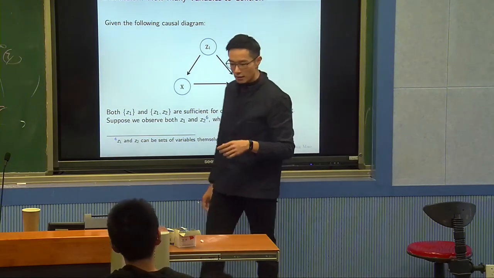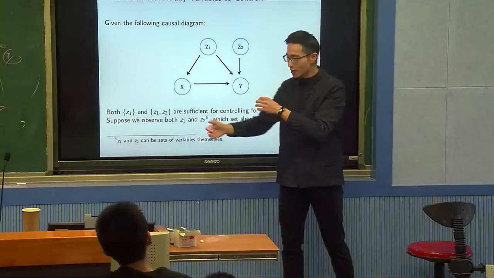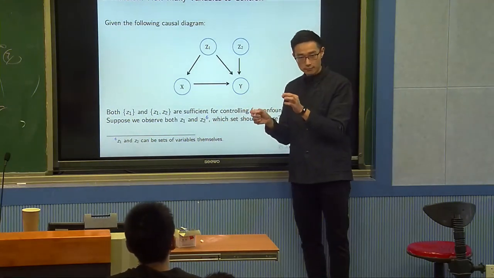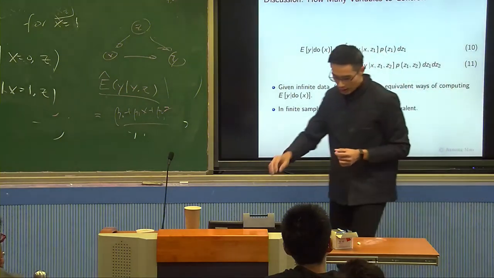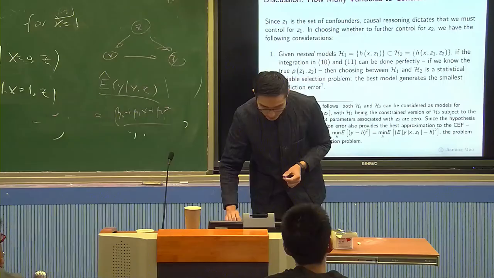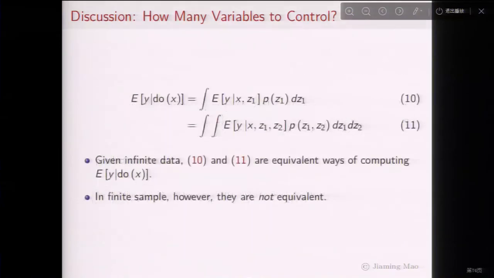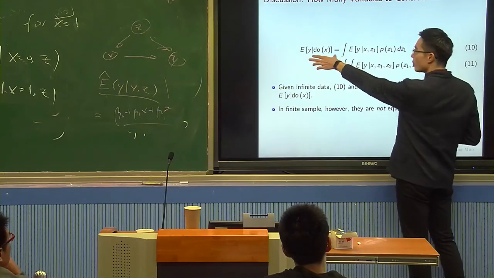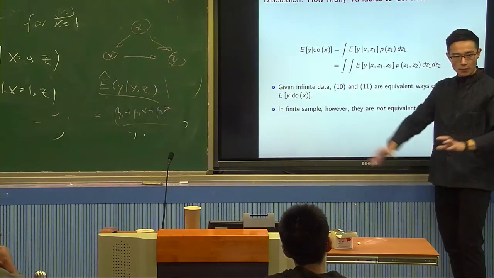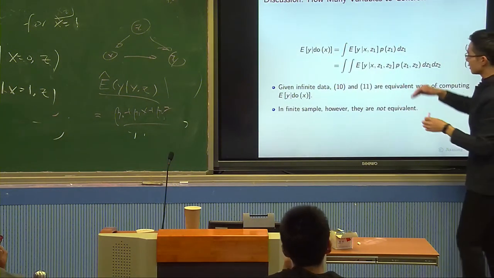So the question is, do you want to control for Z2? Well, the answer is, in many cases, yes, because if you also control for Z2, just add Z2 to your regression, your regression does become more precise. Okay, here's the idea. The basic way to understand this is to take a look at this derivation. E[y given do x], suppose we are talking about the underlying population. In the underlying population, it can be equivalently expressed in two ways.